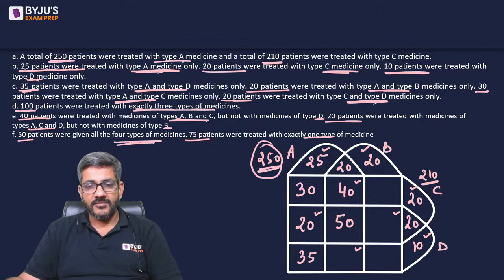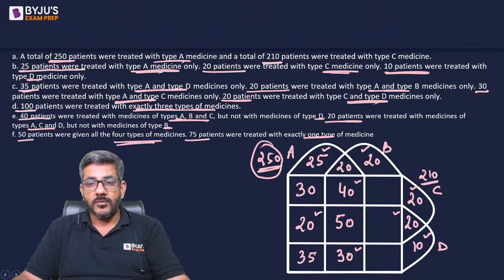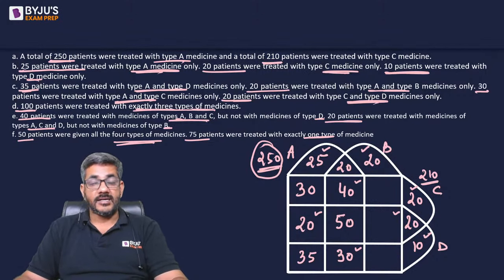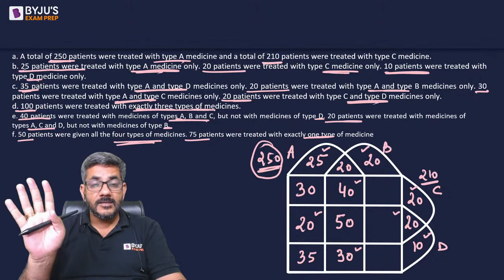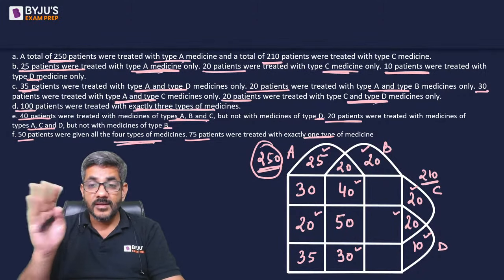25 plus 20, 45 plus 40, 85 plus 30, 115 plus 20, 135 plus 50, 185 plus 35 is 220. If all these areas add up to 220, so 250 minus 220 is the remaining area. From that, I got this area as 30. I hope you got it. ये समझ आई सब लोगों को बात, right?